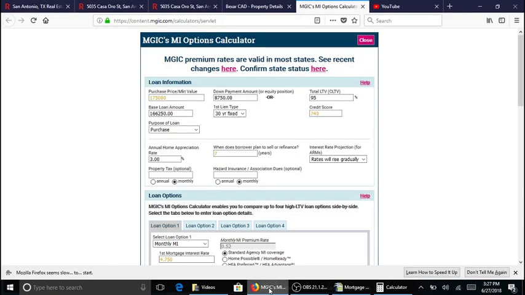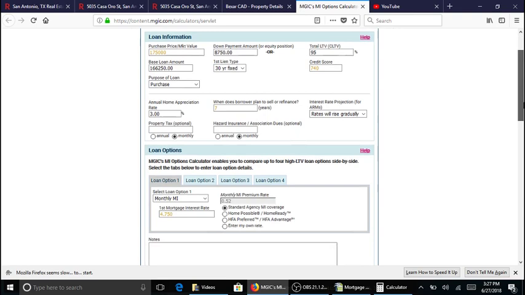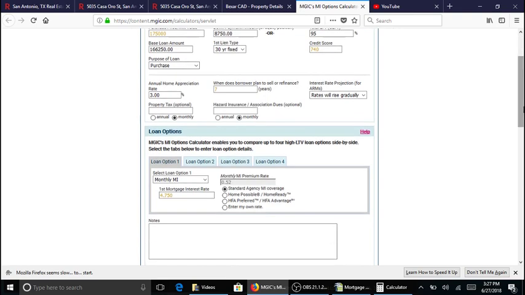So let's go back. It says here annual home appreciation rate. What they're trying to calculate here is when they expect your private mortgage insurance to go away. Because if you don't have a 20% down payment, it goes away once you have an 80% equity position in the property.